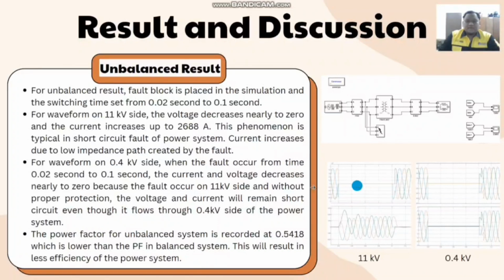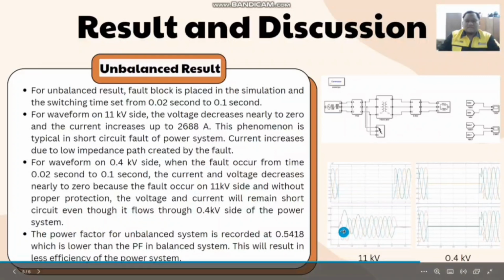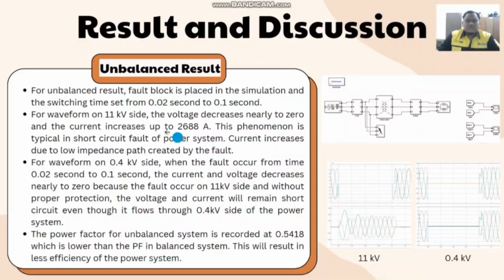when the fault occurs, the voltage value drops to 0, and the current value increases, and the highest increment is 2688 ampere. This phenomenon is typical in short circuit fault of power system. The current increases due to the low impedance path created by the fault.